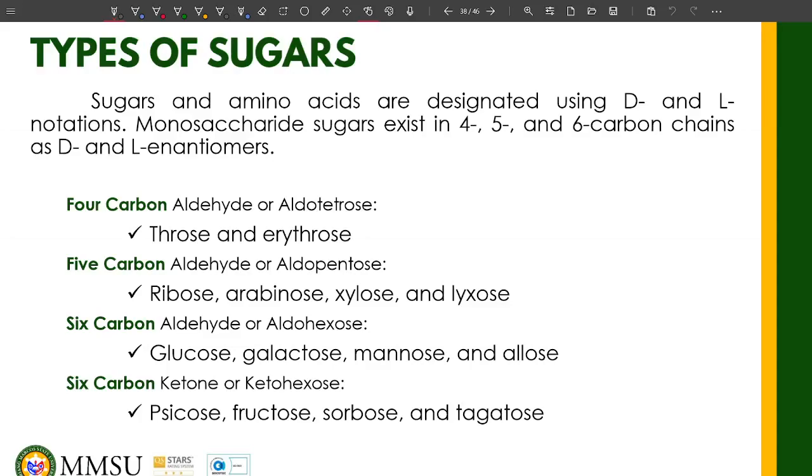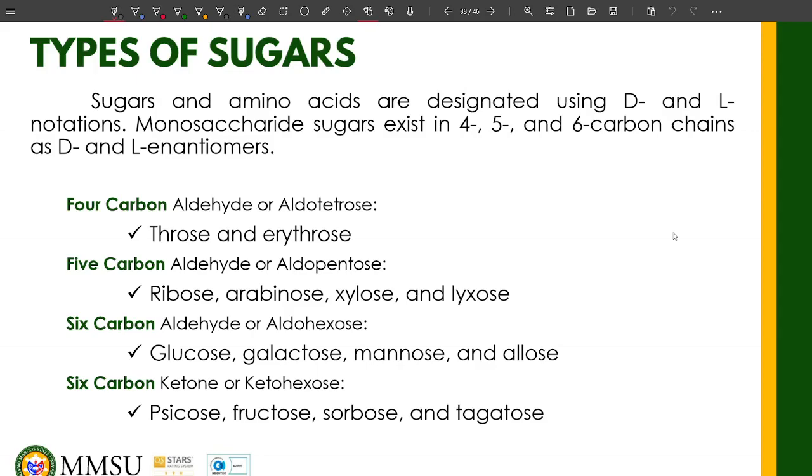Hello, so this is the continuation of the discussion we had earlier about the carbohydrates. I just want to add this information, yung types of sugars or your carbohydrate units. We all know naman na sugars and amino acids, they have designations na D and L notations. Although most of the sugars are in the D configuration and most of the amino acids are in the L configuration, pero hindi mo pa rin maaalis na they still have the D and L configurations.